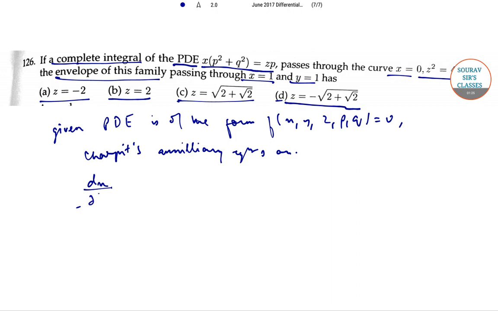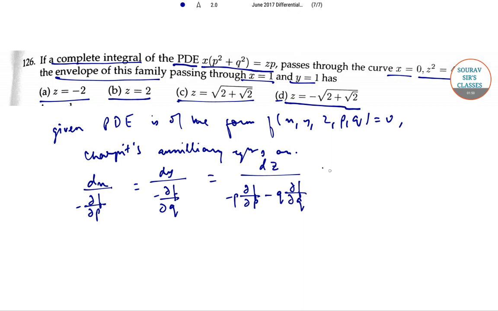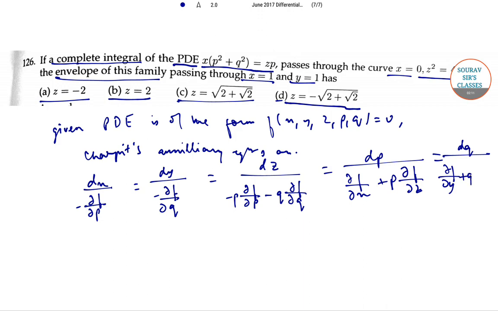dx/(-∂f/∂p) = dy/(-∂f/∂q) = dz/(-p ∂f/∂p - q ∂f/∂q) = dp/(∂f/∂x + p ∂f/∂z) = dq/(∂f/∂y + q ∂f/∂z).